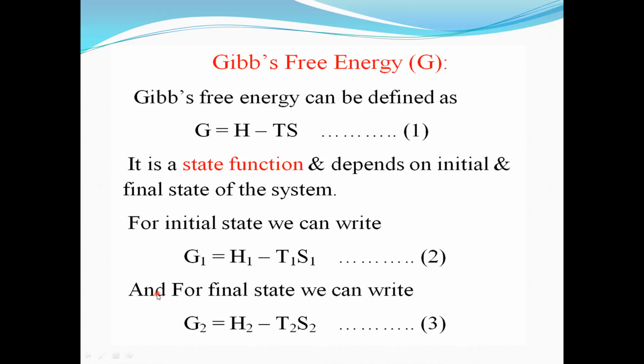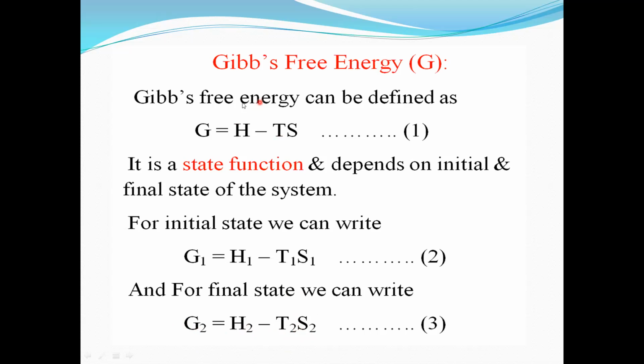Similarly, for the final state we can write G2 is equal to H2 minus T2S2. So for the final state, Gibbs free energy can be written as G2 is equal to H2 minus T2S2, where G2 is the Gibbs free energy in the final state, H2 is enthalpy in the final state, T2 is temperature in the final state, and S2 is entropy in the final state.